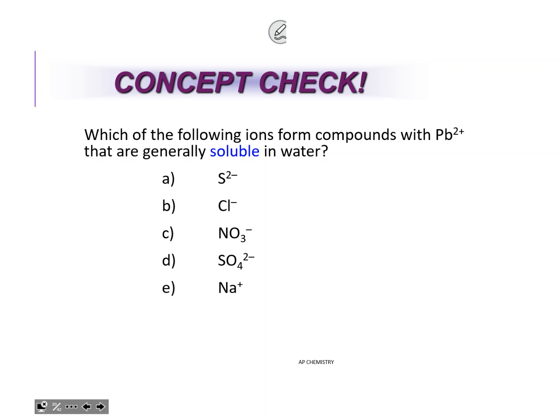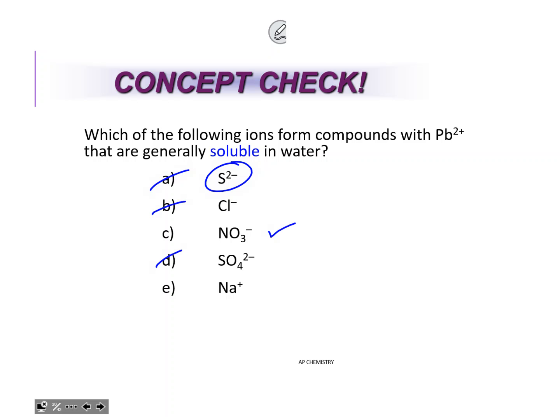What about sulfides? S-2. Nope. Sulfides are typically insoluble except for with alkali metals and ammonium. How about chloride? Nope. According to our exception rule, chlorides are generally soluble except for silver, mercury, lead. So that's out. What about nitrate? Yep. Nitrate's always soluble, so definitely check that one. How about sulfate? Nope. Once again, it has notable exceptions, and lead is one of them.